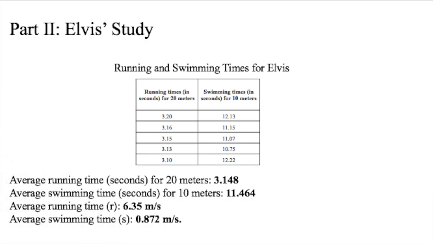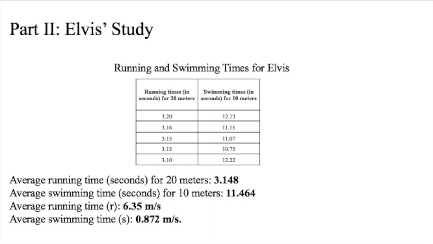In another study we were given, we have data on a dog named Elvis. The owner clocked Elvis's times while catching a tennis ball on a beach and swimming. From that, we have this data table. Using the data from the table, we were able to calculate the average running time for 20 meters and the average swimming time for 10 meters.